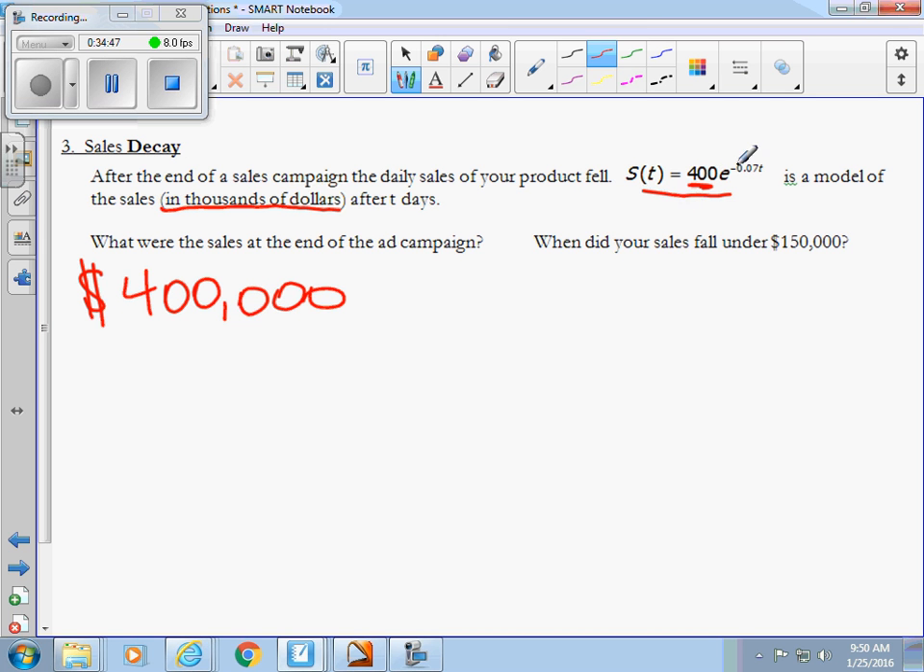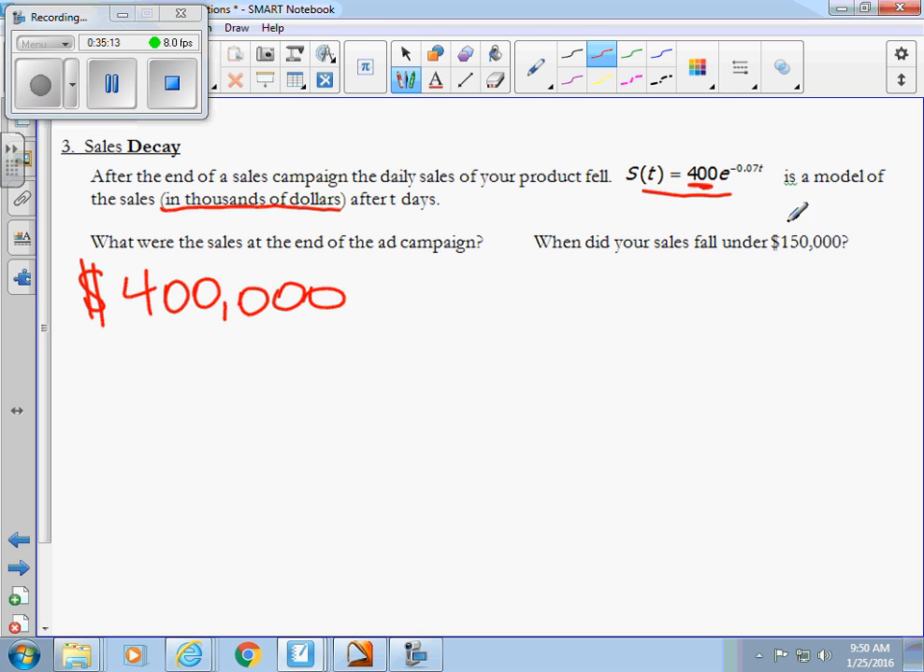What's that number? This little one, it is negative 0.07 T. Anything to the 0 power is 1, and 1 times 400 is 400. So anytime you put in 0 up there, you're going to get that number in front because anything to the 0 power is 1. Why 400,000 and not 400? It's in thousands of dollars.